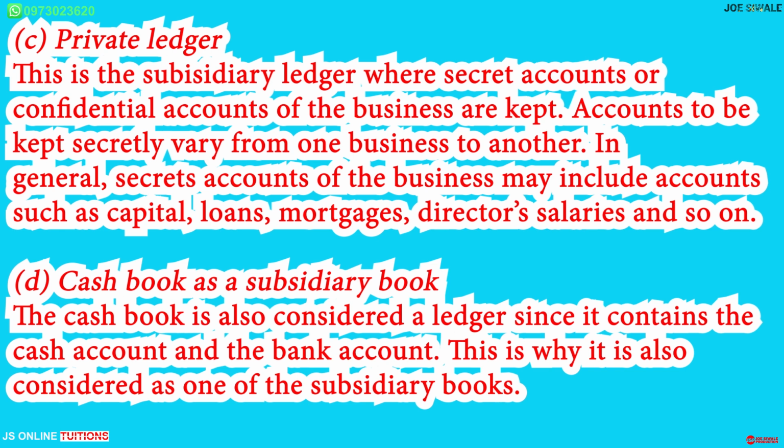Let us now look at the cash book as a subsidiary book. The cash book is also considered a ledger since it contains the cash account and the bank account. This is why it is also considered as one of the subsidiary books.